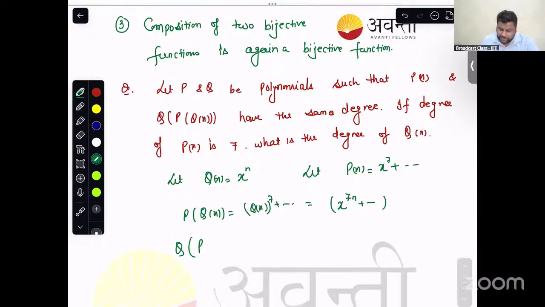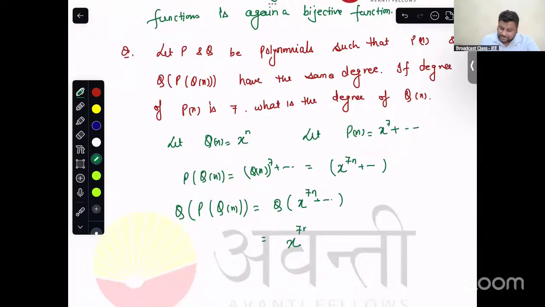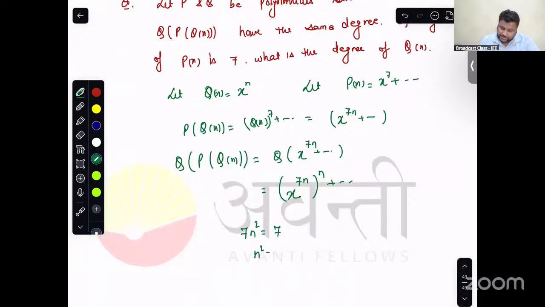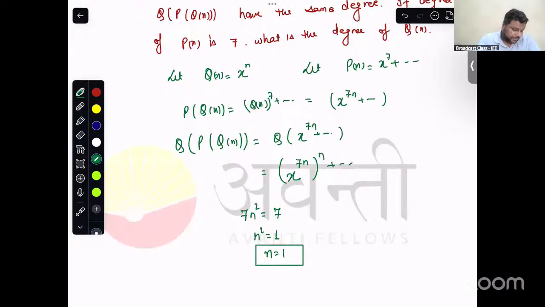Now you are trying to find Q of P of Q(x). Yes or no? That is Q of x to the power 7n plus other terms. That is x to the power 7n whole raised to the power n plus other terms. So its degree, this 7n square, should also be 7. This is also the degree of P(x). So n square comes out to be 1. So n has to be 1 because n is a natural number. It is the degree of polynomial Q(x). Am I correct?